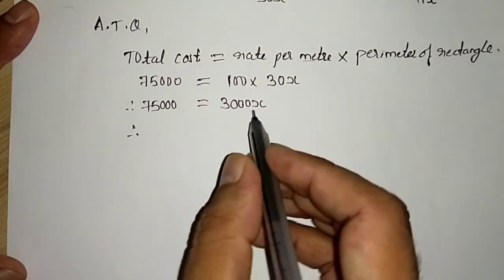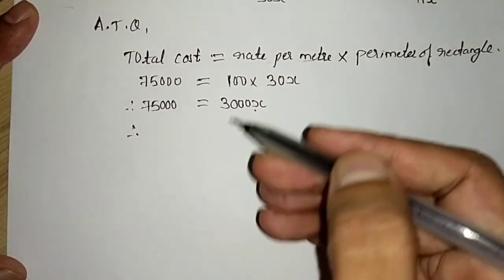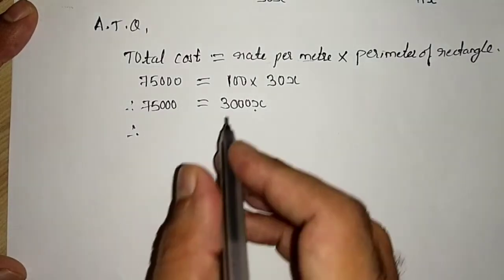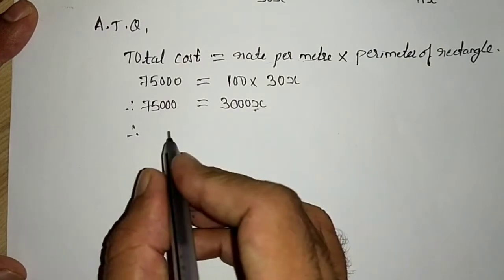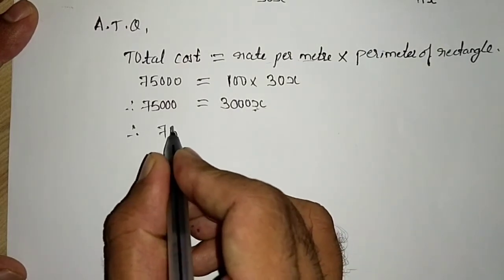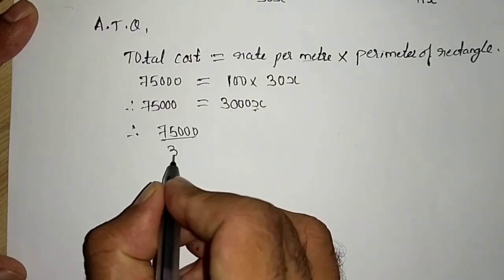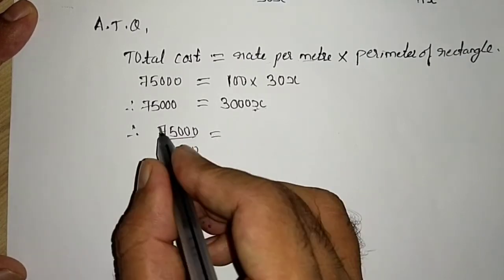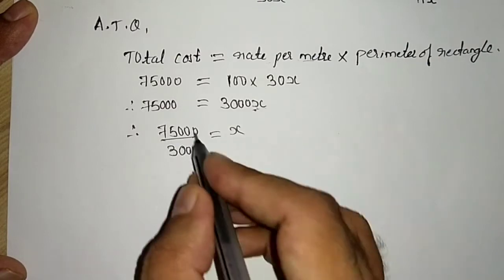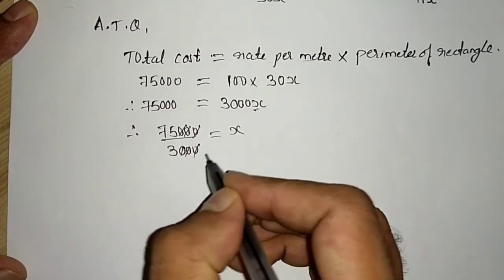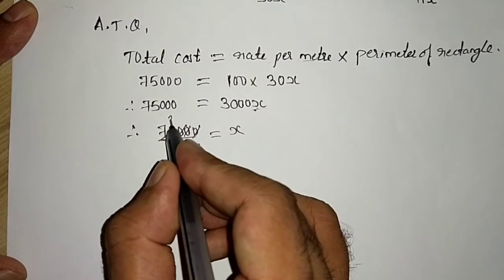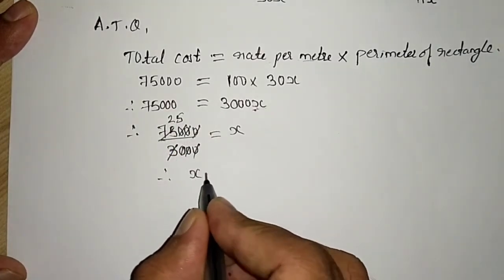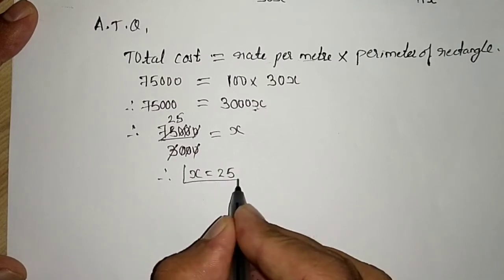Now we want to find x so that we can put it in length and breadth and find the dimensions of the plot. So we will keep the x as it is over there and bring 3000, which is in multiplication, to the LHS. So 3 zeros are cut and 3 into 25 is 75. Therefore x is equal to 25.